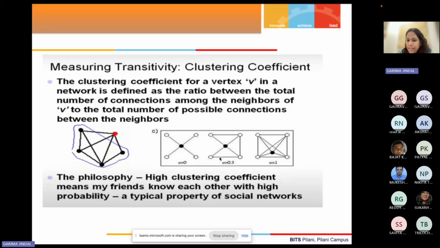Now if we see this particular case, what is the actual number of connections between the neighbors? 3. Correct. So 3 we will divide by 4 times 3 divided by 2. That will come to 0.5. So this is how we calculate the clustering coefficient of a particular node.